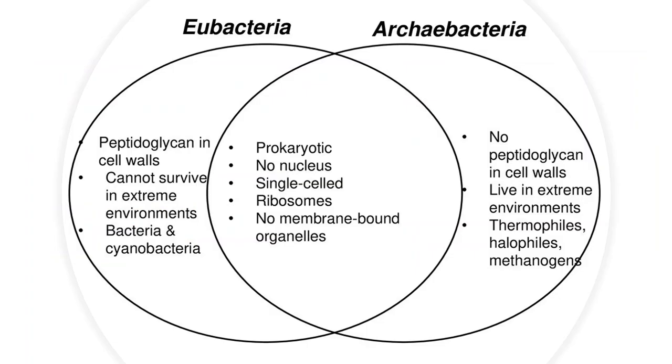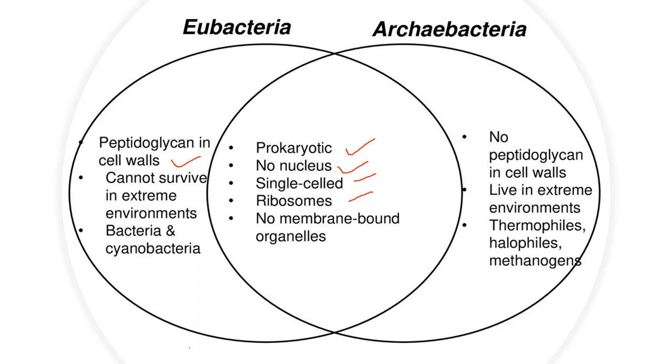This slide shows to you the similarity and differences between eubacteria and archaebacteria. So the differences make eubacteria and archaebacteria separated into two different kingdom. As for the similarity, they are prokaryotic cell, have no nucleus, they are single cell, have ribosome, and they do not have membrane-bounded organelle.